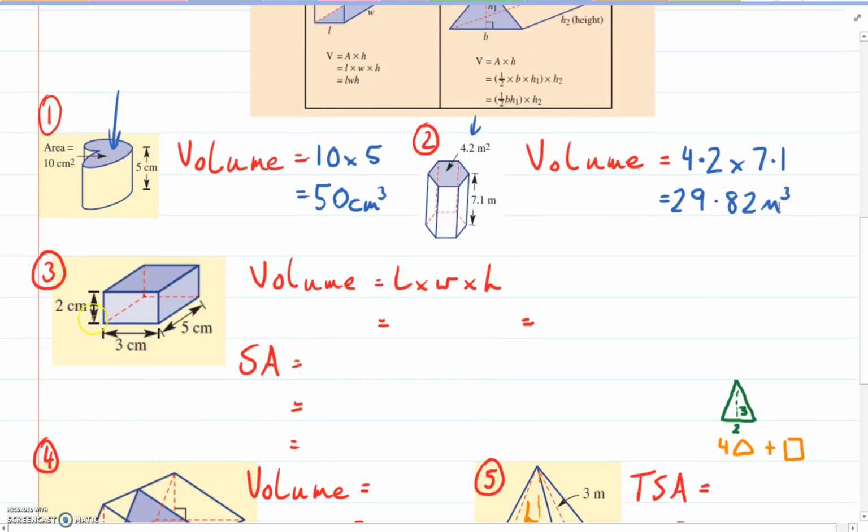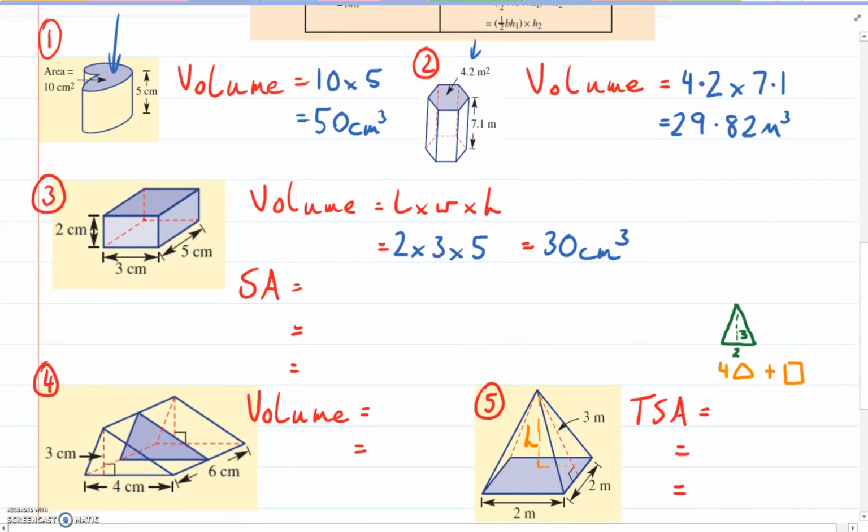So volume of this shape, we can just multiply the height by the width by the length. So that is 2 times 3 times 5, which is 30 centimeters cubed.